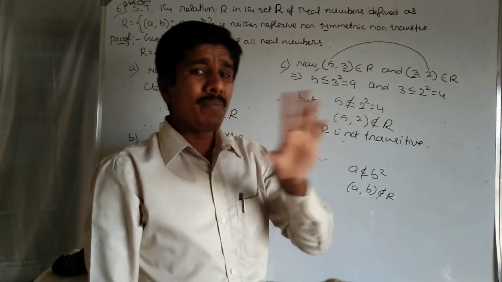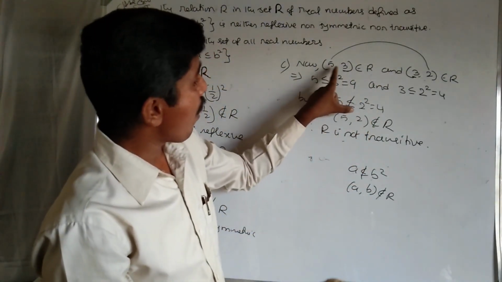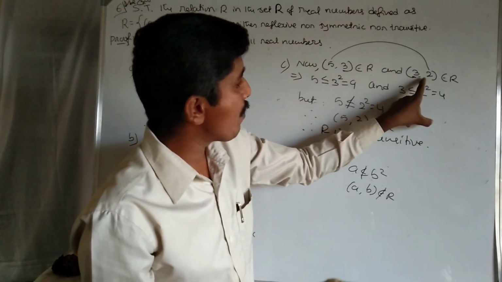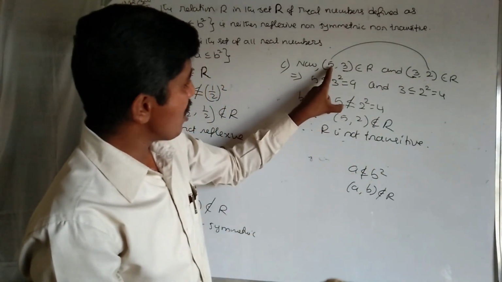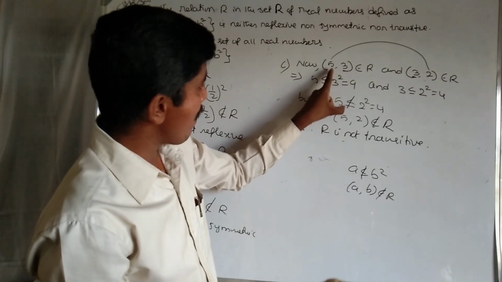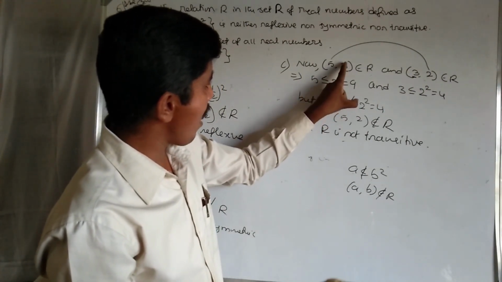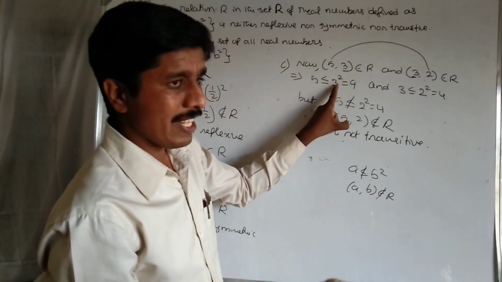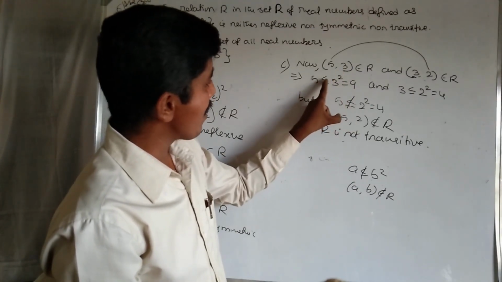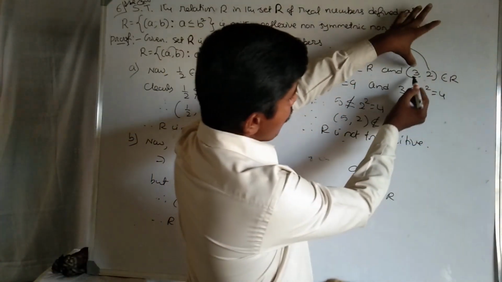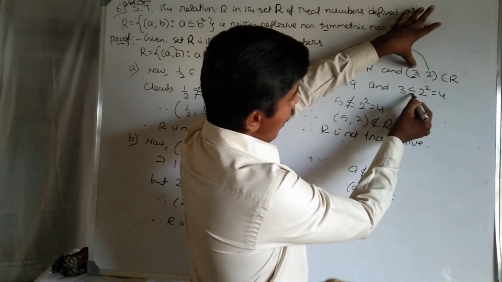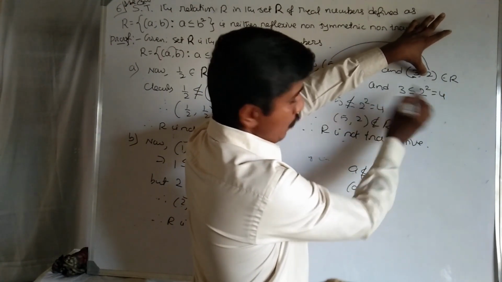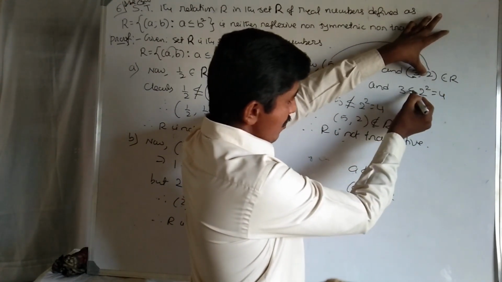While taking elements, be careful, very important. 5 comma 3 belongs to the relation. Next, take 3 again: 3 comma 2 belongs to the relation. Write the relation between first and second element. The first element is less than or equal to the square of the second element. 3 squared is 9, and 5 is less than 9. And here the first element 3 is less than or equal to the square of the second element 2; 2 squared is 4, and 3 is less than 4.